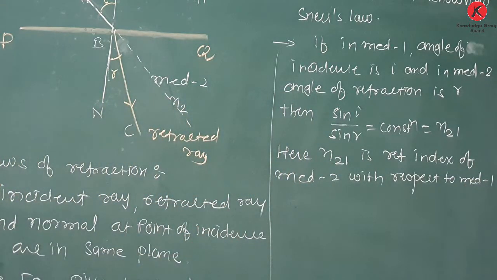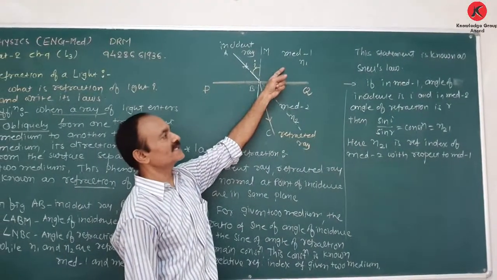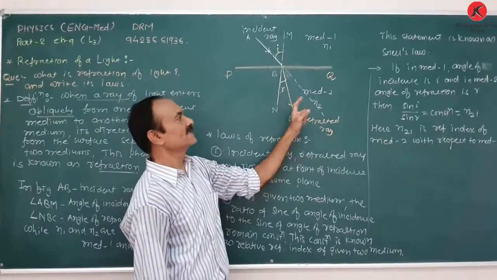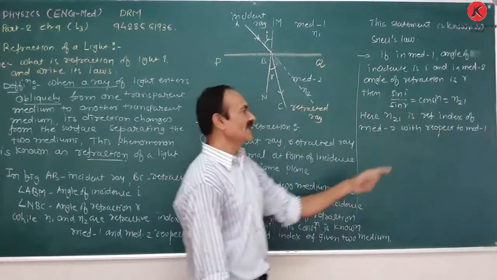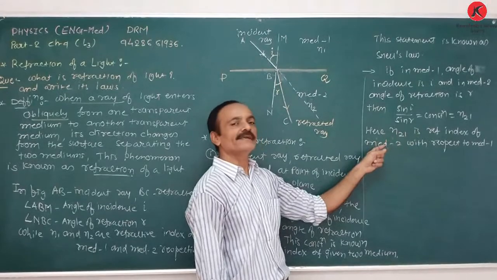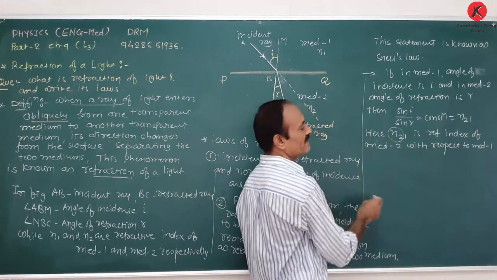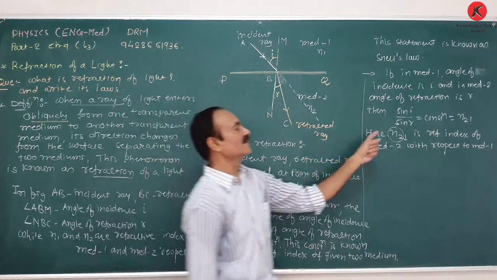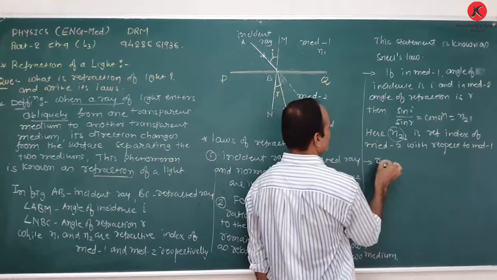Now, from this statement, we write it down in equation form. If in medium 1 the angle of incidence is I, and in medium 2 the angle of refraction is R, then the ratio of their sine values, sine I upon sine R, is equal to a constant, denoted as n21. n21 is the refractive index of medium 2 with respect to medium 1.